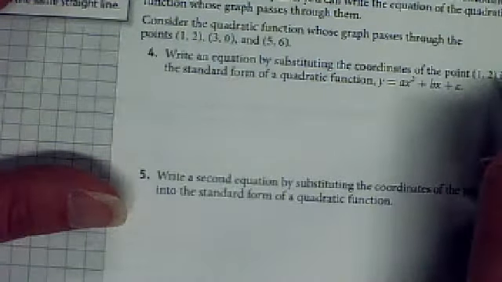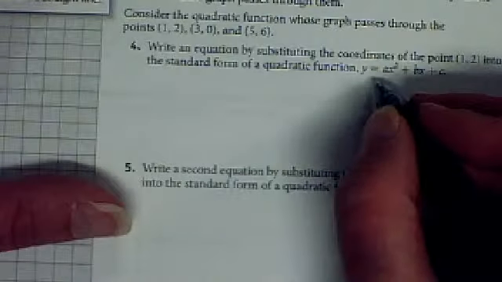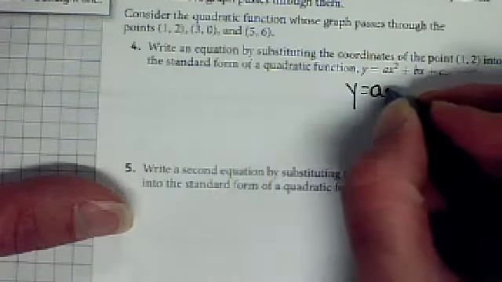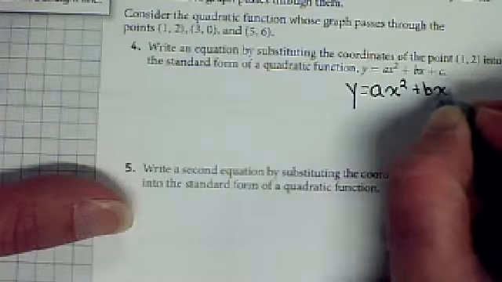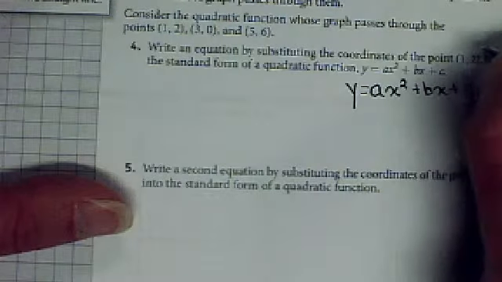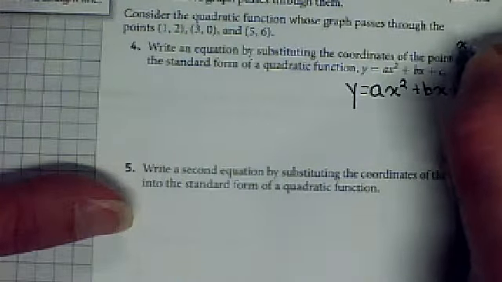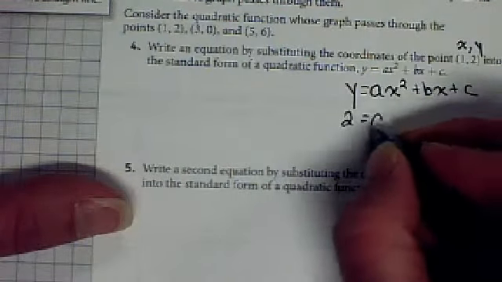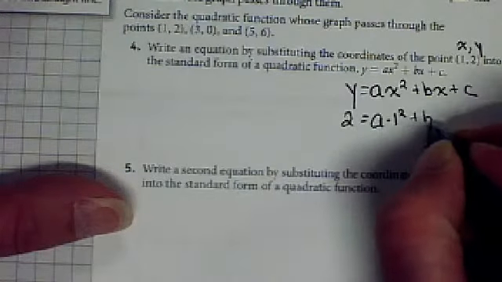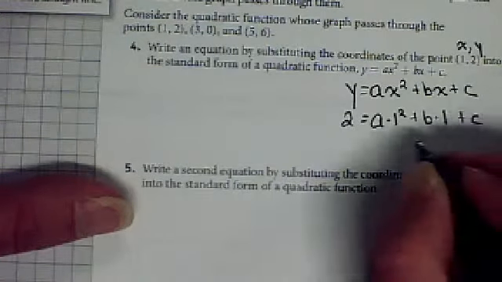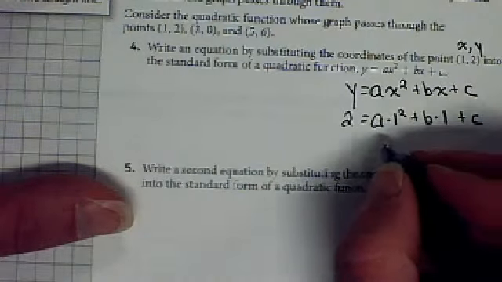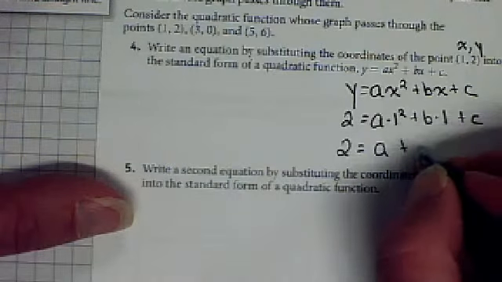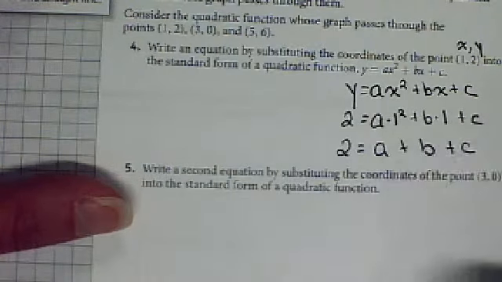Let's take each of the points and substitute it into the generic or standard form of a quadratic. That's y equals ax squared plus bx plus c. So if I take the point (1, 2), 1 goes in for the x and 2 goes in for the y. 2 equals a times 1 squared plus b times 1 plus c. 1 squared is 1, and that means I'll have 2 equals a times 1. B times 1 would just be b, plus c.